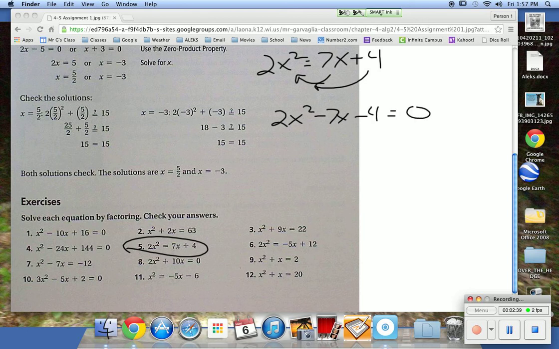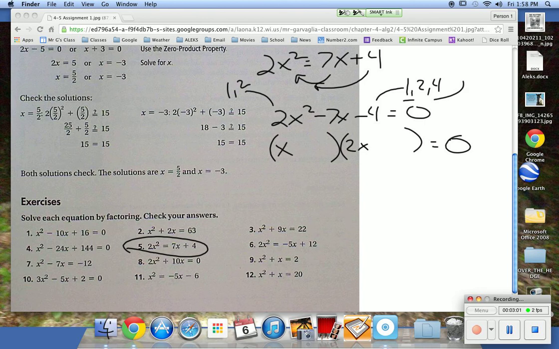Let's factor it out. In order to do that, we find the factors of 2: 1 and 2. We find the factors of 4: 1, 2, and 4. We can set up our parentheses. We know that 1 and 2 are going to be factors, so we can say x and 2x. But now we have to figure out these factors over here. Which of these factors are we going to use to come up with a negative 7? Right here tells us we're going to subtract the 2 factors to come up with negative 7. Remember, we have this 2 in here that we have to also account for.